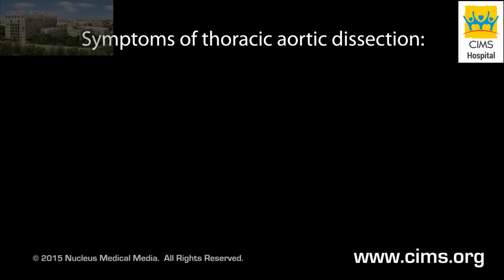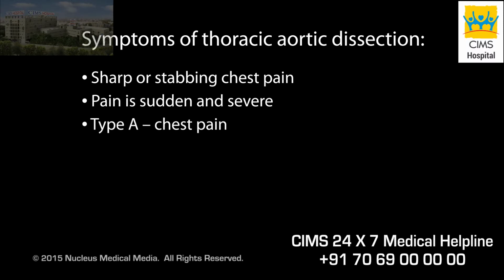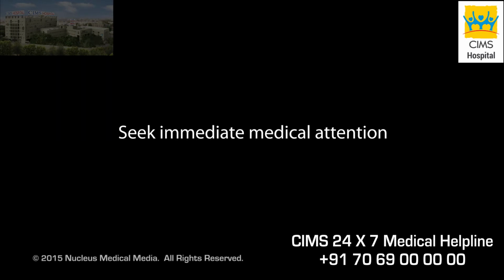The most common symptom of thoracic aortic dissection is sharp or stabbing chest pain, usually sudden and severe. If you have a type A dissection, you're most likely to feel pain in your chest. If you have a type B dissection, you're more likely to feel pain in your back than your chest. If you have these symptoms, you should seek immediate medical attention, as this condition can be life-threatening.